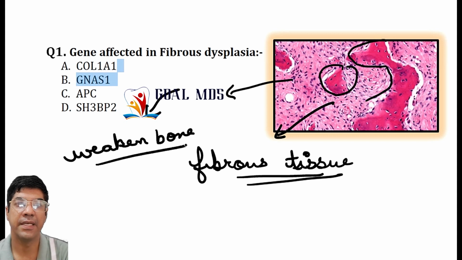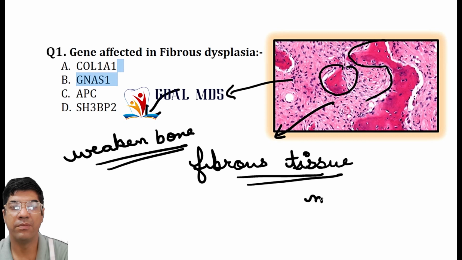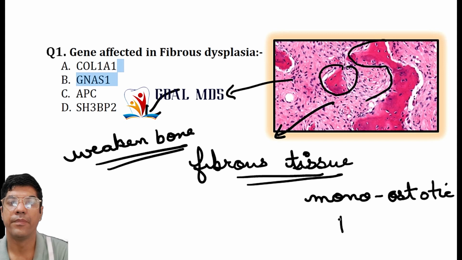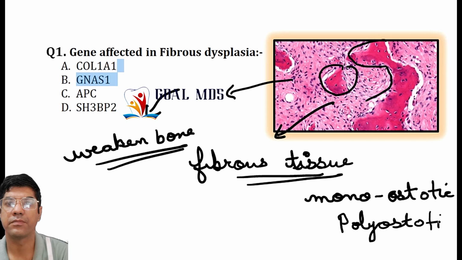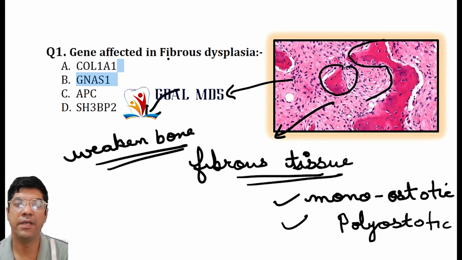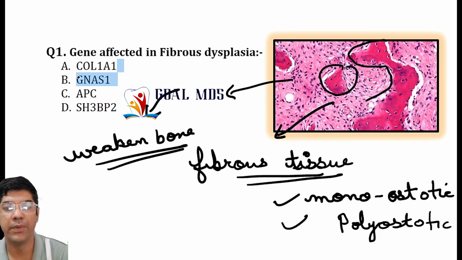So this condition can weaken the bone, and that could lead to pain, fractures and deformities. There are different forms of fibrous dysplasia. The two types, remember, are monostotic and polyostotic. Monostotic means a single bone is involved. Polyostotic is when it affects multiple bones.